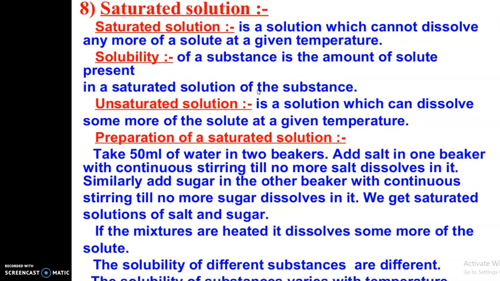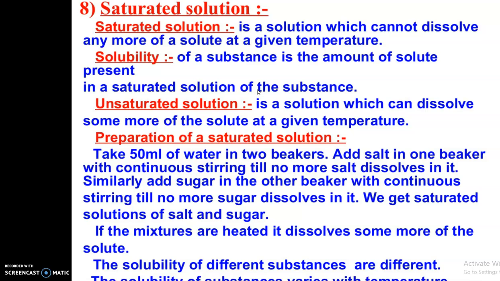We'll see what are saturated and unsaturated solutions. These are the types of solution. A saturated solution is a solution which cannot dissolve any more solute at a given temperature. That is, if we add any solute to the solvent, it will reach a maximum limit beyond which it cannot dissolve further. Such a stage is known as a saturated solution.